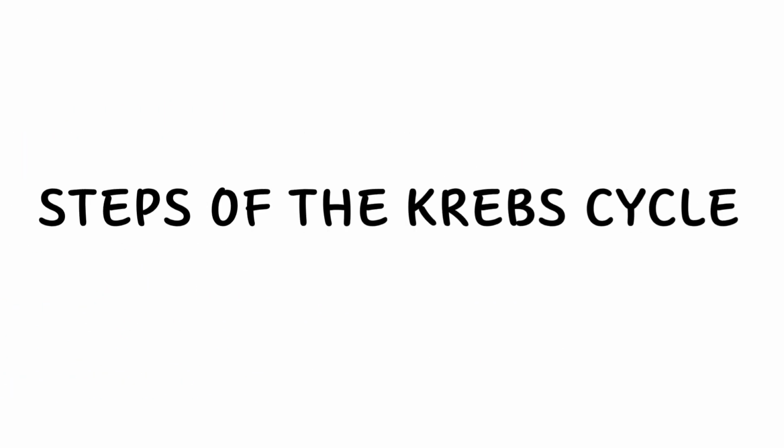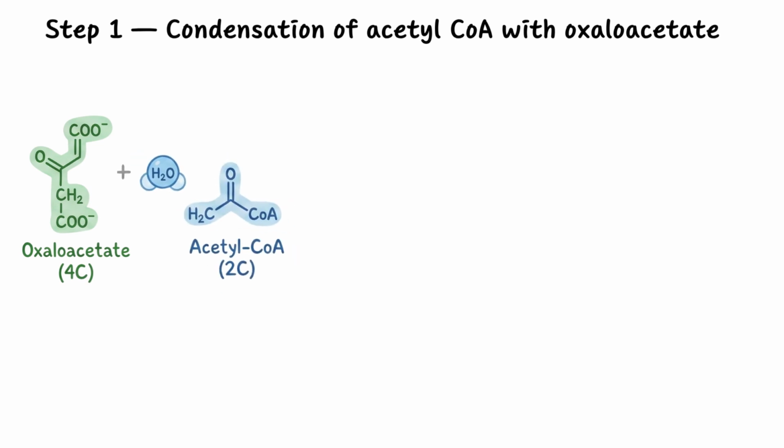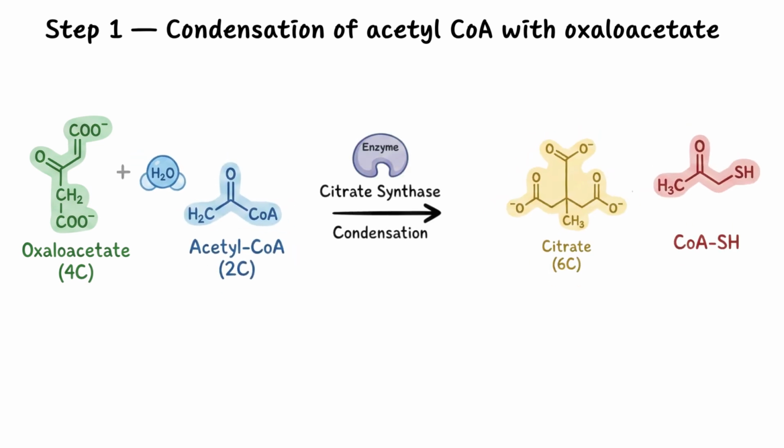Let's look at the steps of the Krebs cycle. There are 8 steps in the Krebs cycle. Step 1, condensation of acetyl CoA with oxaloacetate. Oxaloacetate reacts with the acetyl group of the acetyl CoA and water to form citric acid. The reaction is catalyzed by the enzyme citrate synthase.